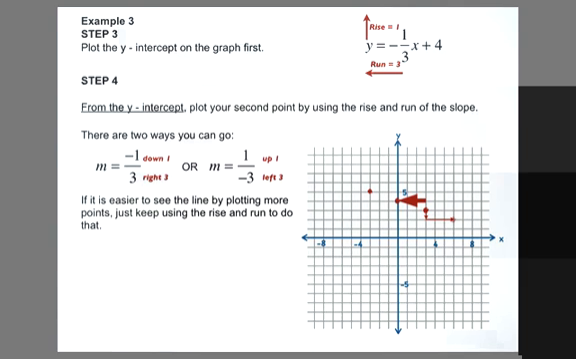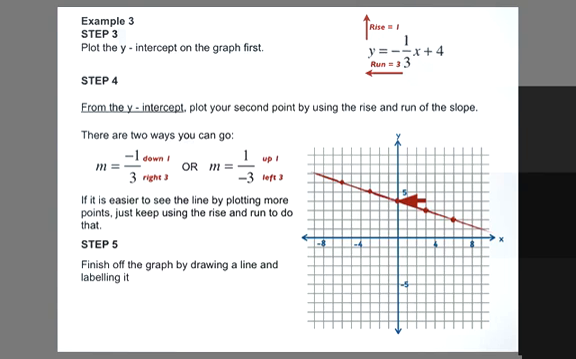So once we have a few plotted, we'll be in a situation where we can move on to step 5. We'll finish off the graph by drawing a line and labeling it. And then we're finished.